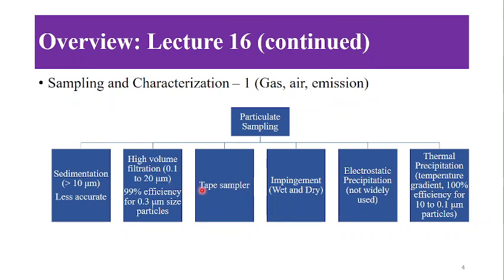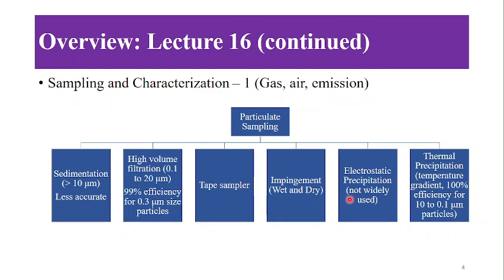Then there's a tape sampler. For the tape sampler, you have a stream of air, and there's a tape on which this stream of air is projected, and the particulates get collected on this tape. Next is the impingement, which can be wet impingement or dry impingement. Impingement is basically impacting these particles onto a flat surface, and because of that, the kinetic energy of these particles is reduced, and then they get collected.